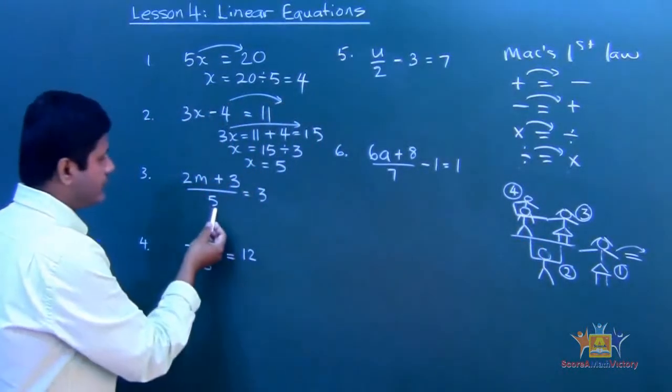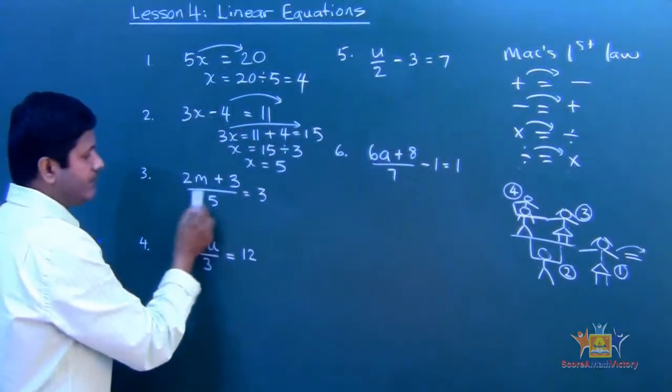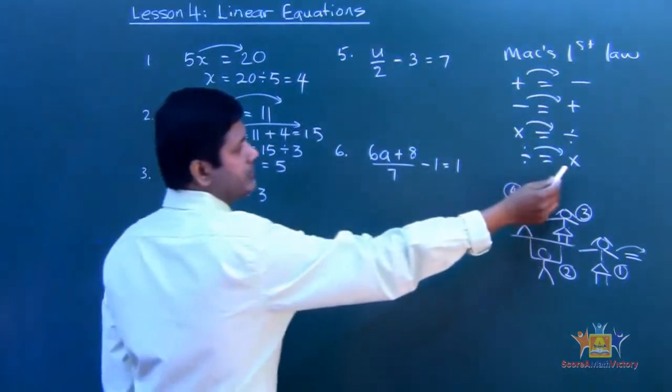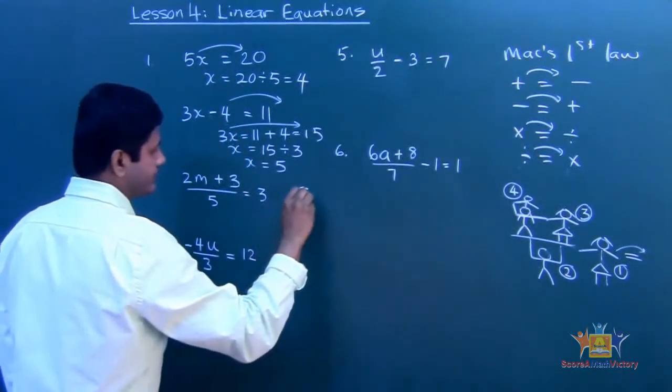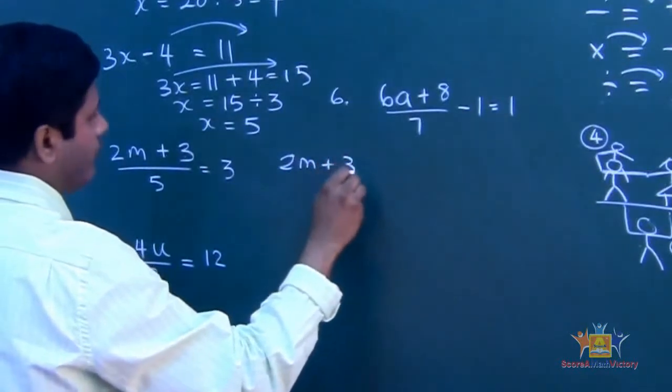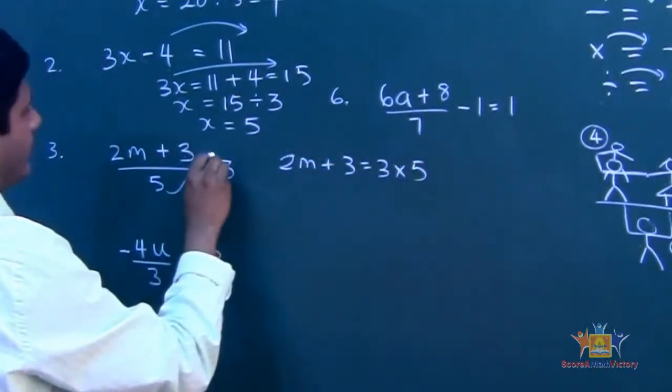Who got to go first? Your dad got to go first. That means 5 got to go first. What's 5 doing? Dividing. Division cross the bridge becomes multiplication. So I got 2m plus 3 equals 3 times 5, because when I take that across.